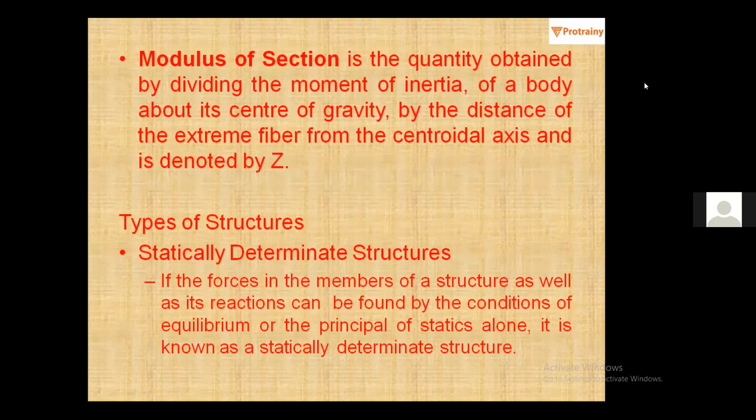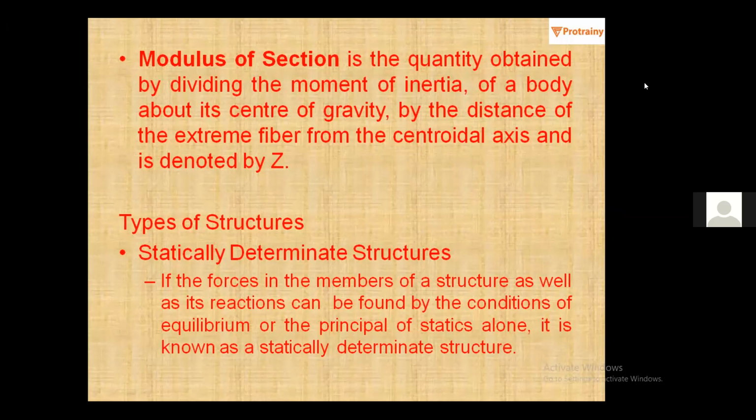Next is modulus of section. Modulus of section is the quantity obtained by dividing the moment of inertia of a body about its center of gravity. First, you have to calculate the moment of inertia of the body in question around its center of gravity, divided by the distance of the extreme fiber from the centroidal axis, and it is denoted by Z. That is called modulus of section.